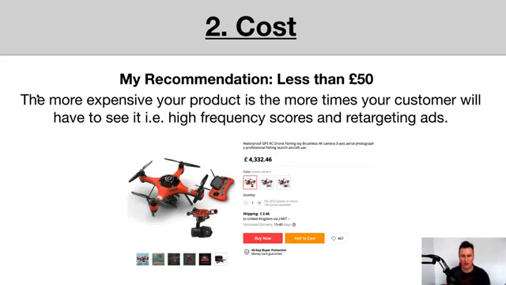And again, just to illustrate that nicely, if you were to try and advertise a product like this, a £4,000 drone, now I know it's a bit of an extreme example, but it illustrates it nicely. The more expensive your product is, the more time your customer may have to consider buying it. They may even have to save up for it, and therefore they'll have to see that ad more times over a longer period, and therefore, as it says there, you're going to need a higher frequency score and spend more money on retargeting ads. So by choosing products that cost less than £50, you open yourself up to a wider range and broader market, because people will be more willing to spend less than £50 on impulse than they will say £100, and therefore your conversion rate is going to be higher.